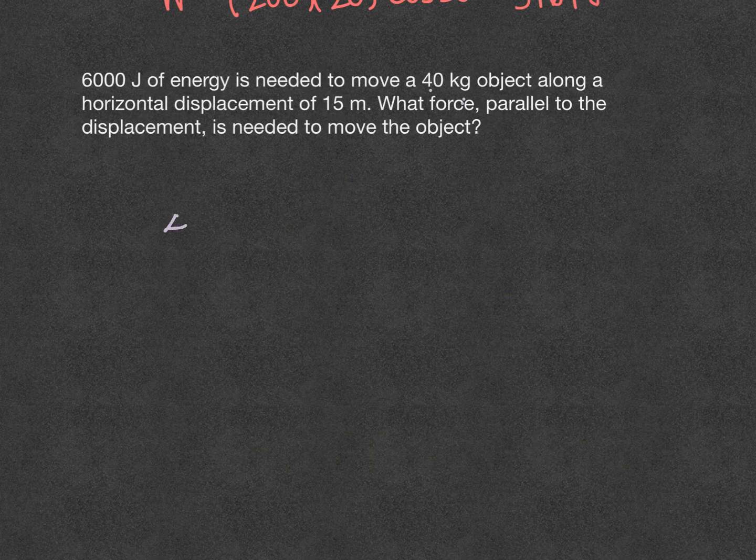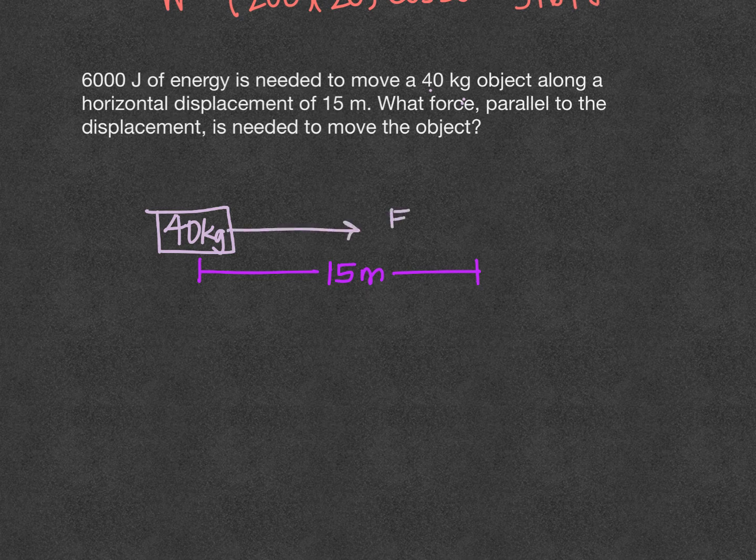In this case, we have a 40-kilogram object that is moved a displacement or a distance of 15 meters. We are asked to find the force needed on this object if it's going to take 6,000 joules of energy to do this movement. So work is also measured in joules. So this is the amount of work we need to do to move the object.